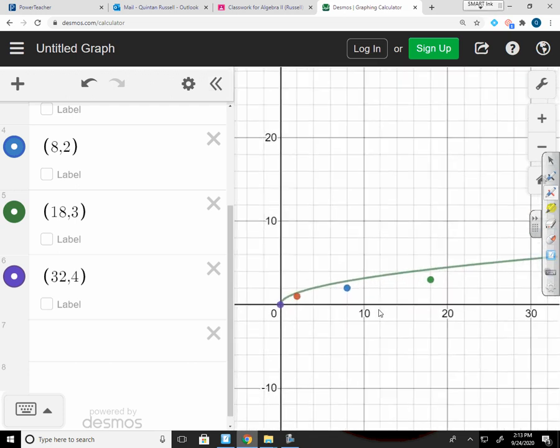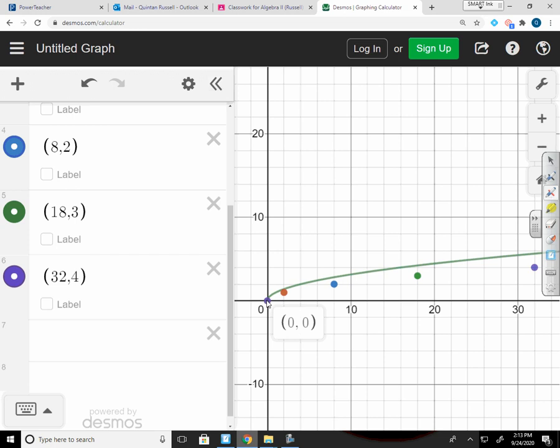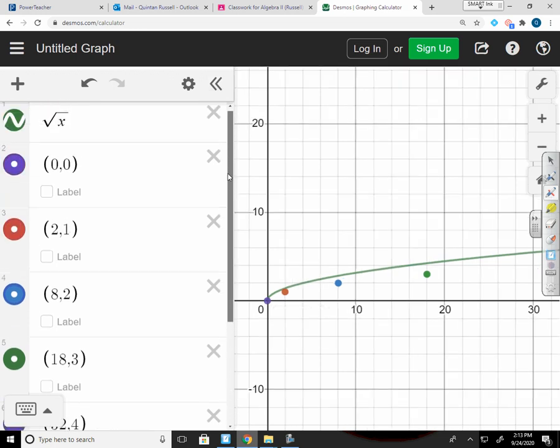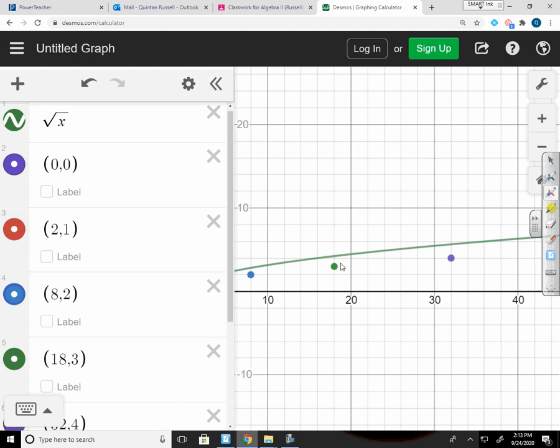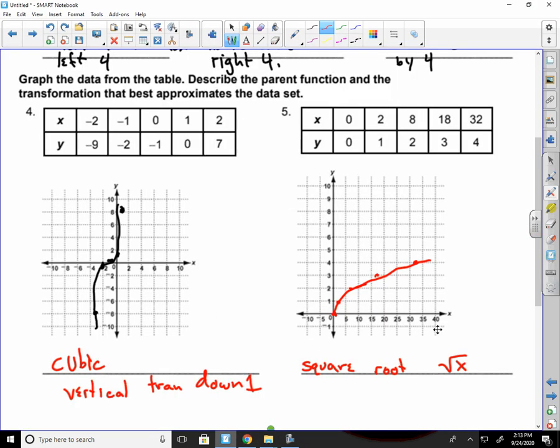When I look at this, I notice that it's in the same spot starting at 0, 0 for both of them. And then each point looks shrunken down. So it's down a little further than the one above it on our regular square root of x. That tells me that this is going to be a vertical compression. And that's it.